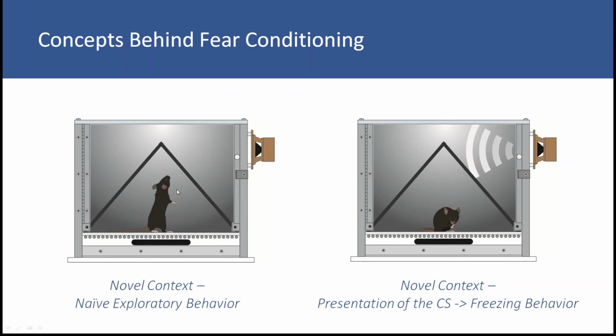And in this novel context, the animal again exhibits inquisitive exploratory behavior, as seen here with the mouse sniffing out his surroundings. But then when the tone that was used during training is presented, the animal exhibits the freezing reaction. And again, an automated system should be able to detect motion in these different environmental contexts and determine when the animal is moving or when the animal is freezing.